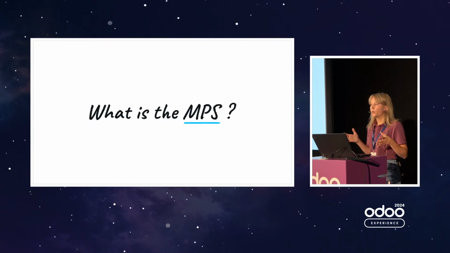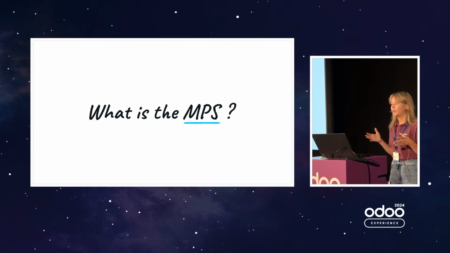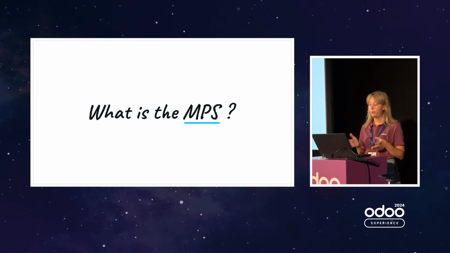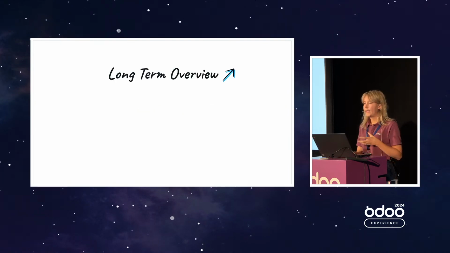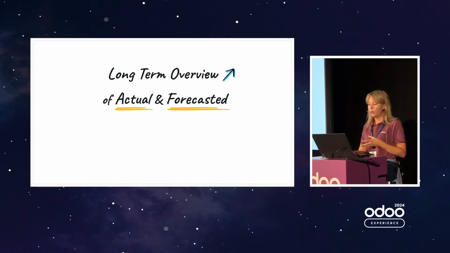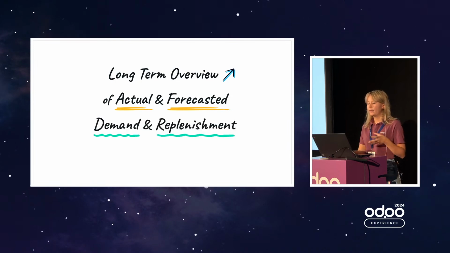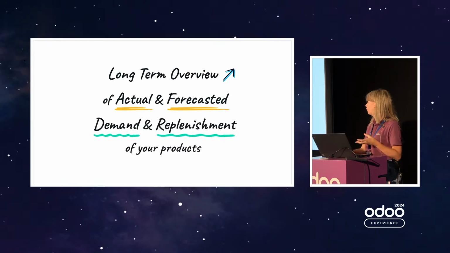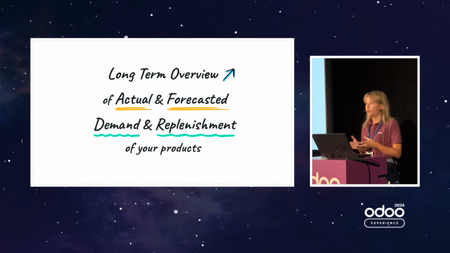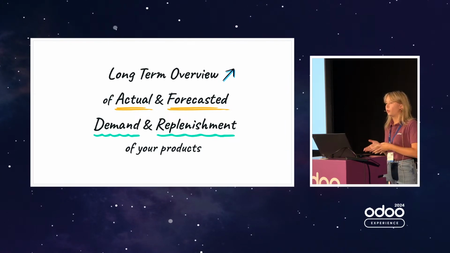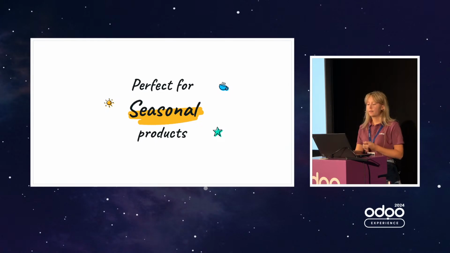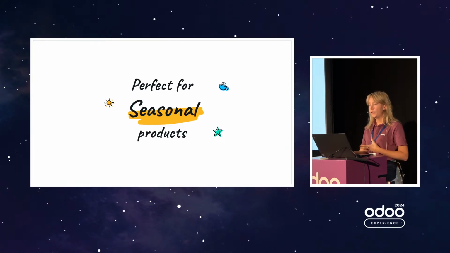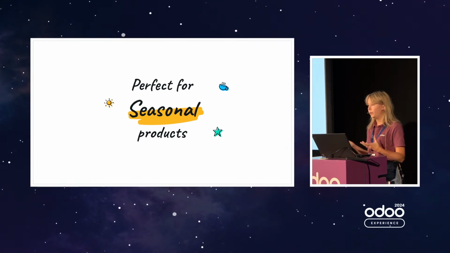First, what is the master production schedule, or as I will call it throughout this presentation, the MPS? Well, the MPS is a replenishment tool that aims to give a long-term overview of actual and forecasted demand and replenishment of your products. It's designed for production planners to keep control over long-term production plans and future procurements. It's the perfect tool to follow seasonality in your planning when you have some variability in your demand.